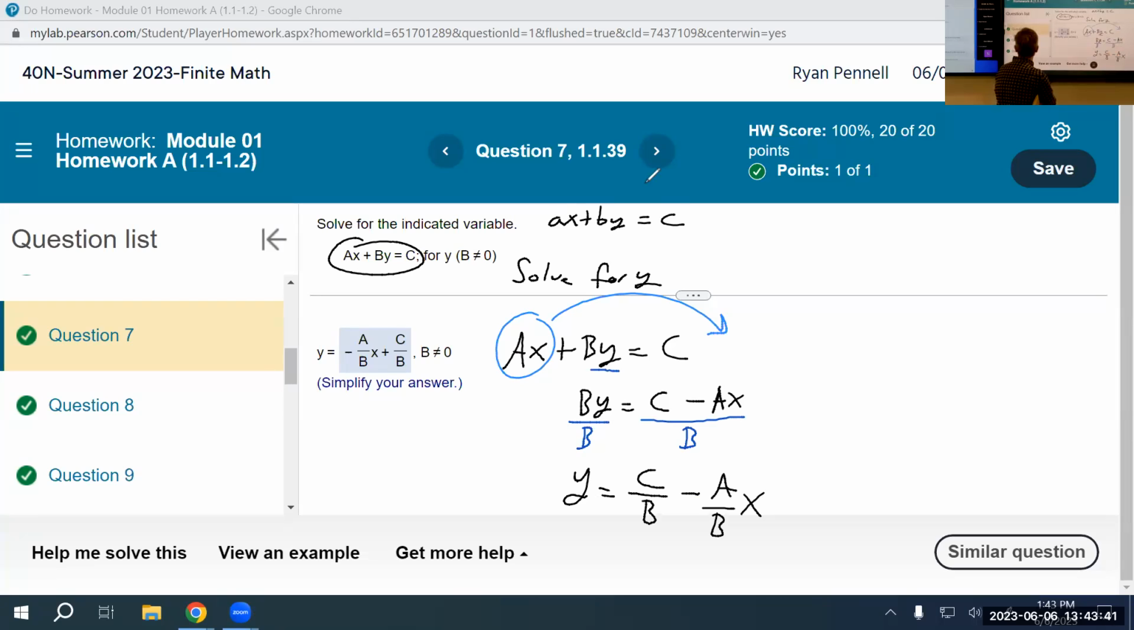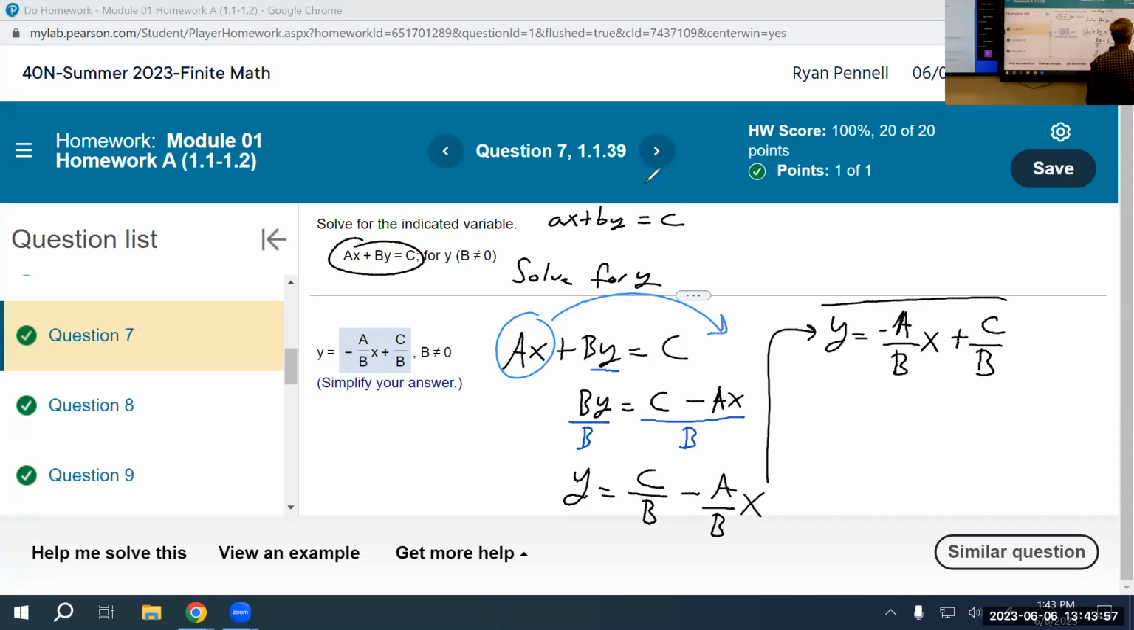We can also write that with the x nearer the equal sign. So if we want, we could rewrite this as y equals negative a over b x plus c over b. Believe it or not, that is y equals mx plus b, where c over b is the y-intercept and negative a over b is the slope, which we'll talk about more in a minute. That's how I would do it.